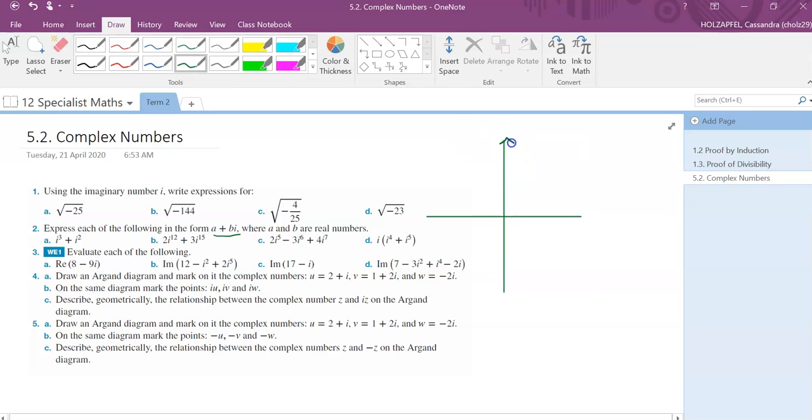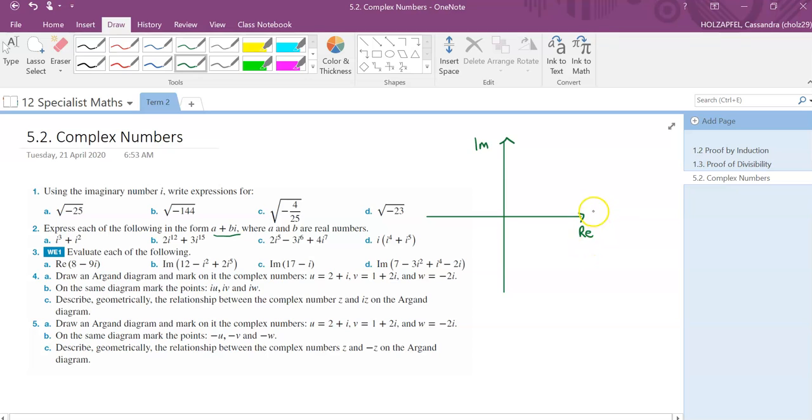And let me draw my axis. Now, your textbook does this a little bit differently, so you might see some different notations for this. So typically what you would write on these axes is the x and the y axis, except this time we're going to write the real component and the imaginary component here.